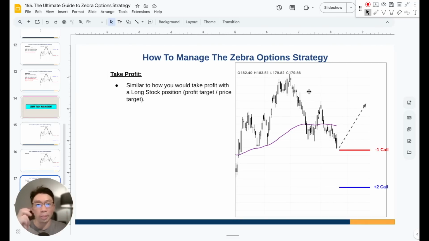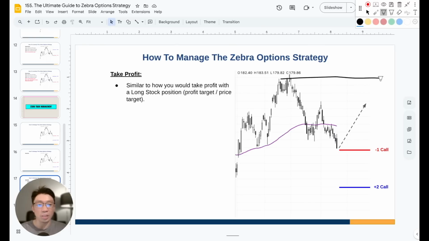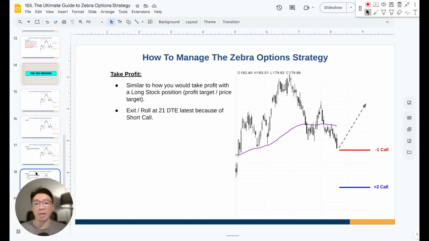So the price target could be what you see on the chart. Maybe, for example, you might say that, hey, there's a resistance over here, then you could get out once the price is close to here, and you get out of this whole position for the profit. So that's one way.